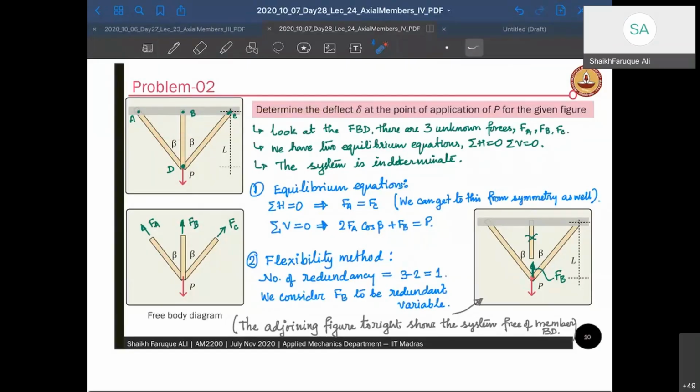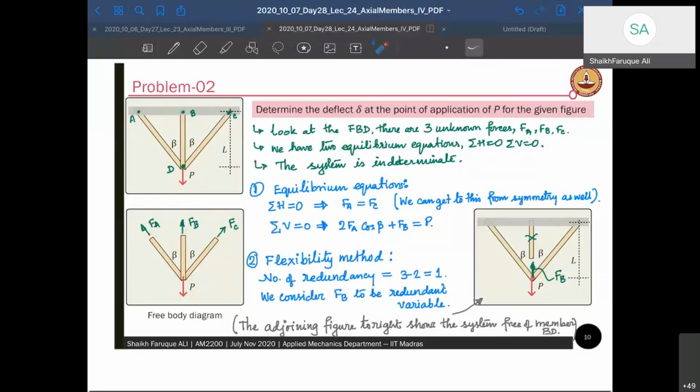So if I take a free body diagram here, cut this here, I will get FA, FB, and FC as 3 forces. And this is my point load P acting here. So I have to solve for 3 unknown forces. And how many equations do we have? Since this is a 2D problem, I have 2 equations: summation of H equal to 0, summation of V equal to 0. I cannot use the moment equation because all the members are coming to a point. So if I take a moment about this point, moment due to this force is 0, this force 0, all the forces will be 0. So the moment equation cannot be taken.